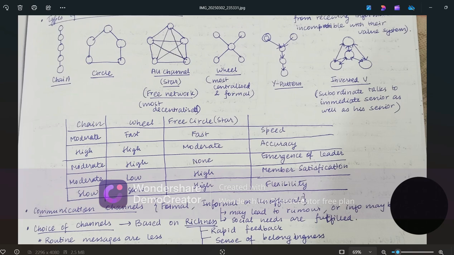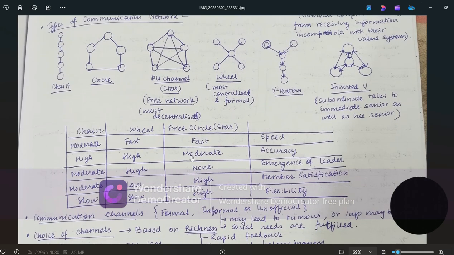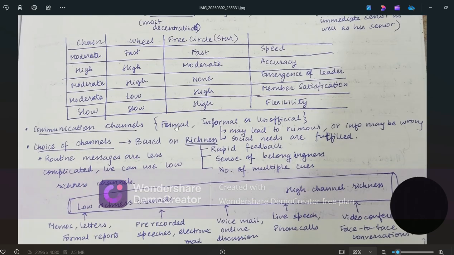Now flexibility in chain will be high, and flexibility in wheel will be low. Flexibility in free circle will be high. That is what I meant.